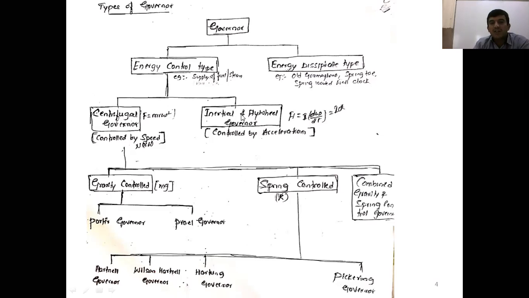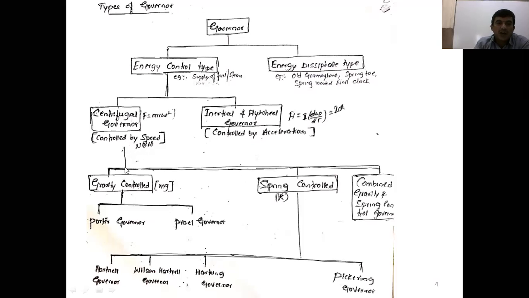Second, the inertia or flywheel governor, where inertia force is generated. As you know, according to the dynamic force equilibrium equation, when the body is accelerated, inertia force is equal to mass moment of inertia into angular acceleration. This is how it is controlled here: it is controlled by acceleration. Again, we will not discuss this one. We will go only for the centrifugal type governor, which is controlled by the speed of the governor shaft axis.